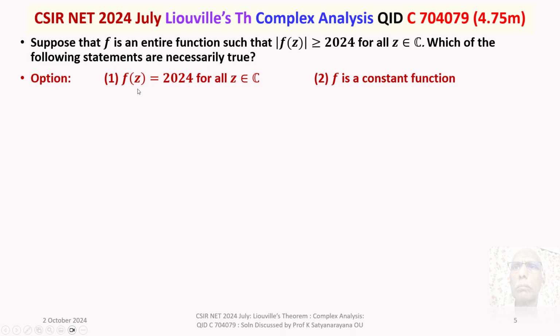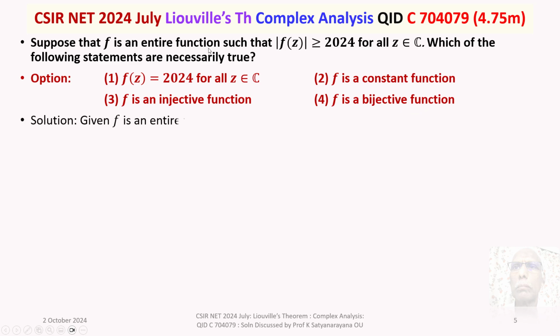Option 1, f of z is equal to 2024 for all z belongs to C. Option 2, f is a constant function. Option 3, f is an injective function. Option 4, f is a bijective function. Let's now discuss the solution of the problem in detail.